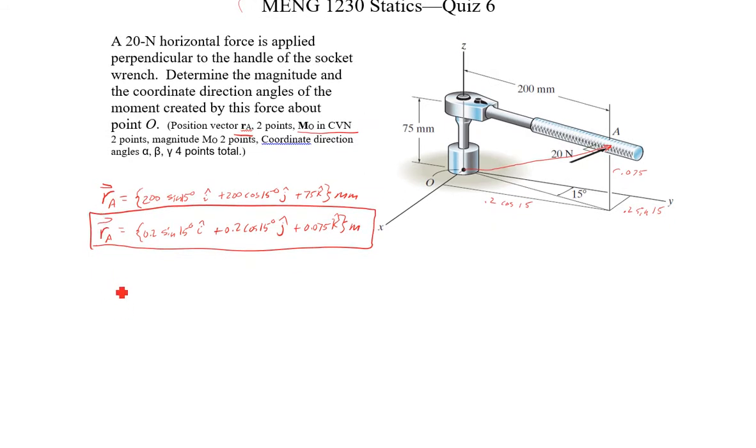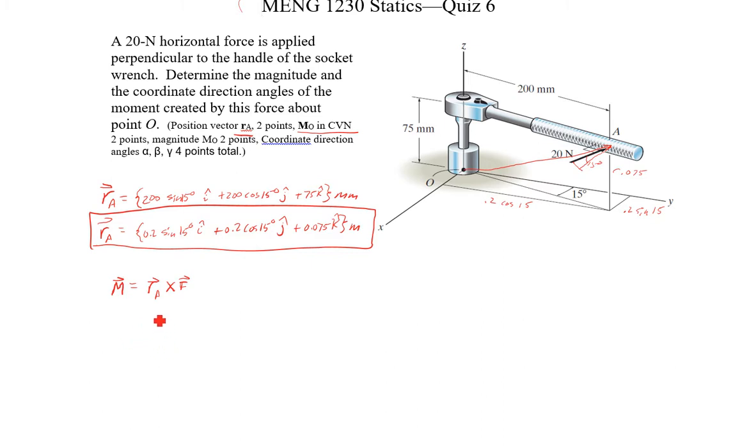So then my moment is going to be R cross F. So which direction is F acting? We should think about that for a moment. It's going to be perpendicular to this. So if I project a little line here, that's going to be 15 degrees as well, that angle. So I'm going to have 20 cosine 15 in the negative x direction, 20 sine 15 in the positive y direction.